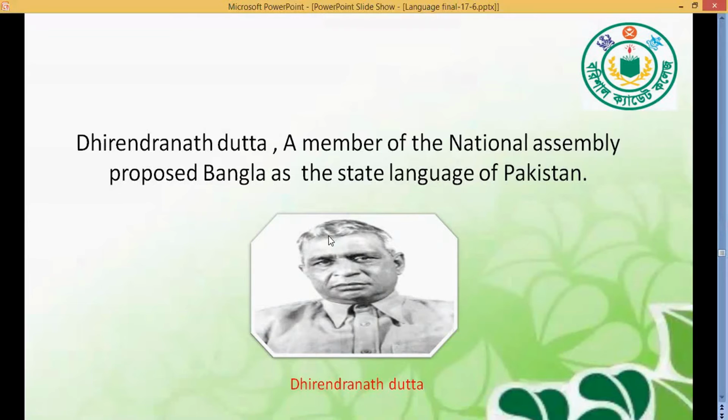Educationists, literati, intellectuals, and most of the political leaders of this country opposed it. At the time, Dhirendranath Datta, a member of the National Assembly, proposed Bangla as a state language of Pakistan. But it met strong opposition from the then Prime Minister Liaquat Ali Khan.